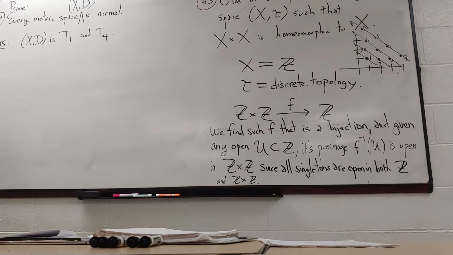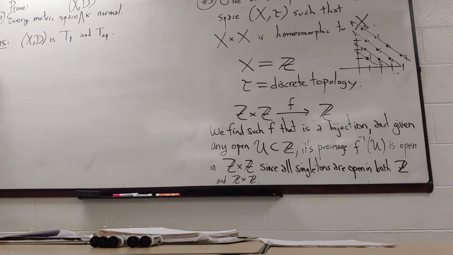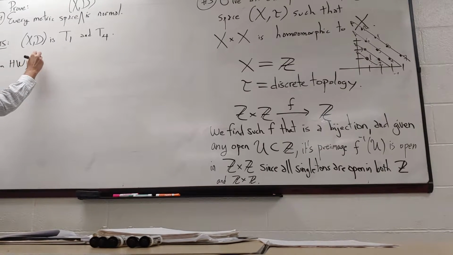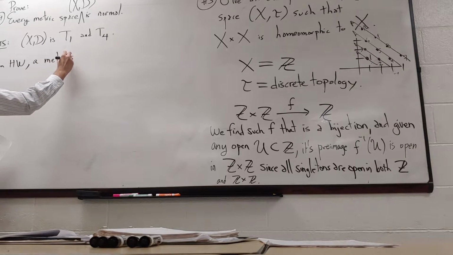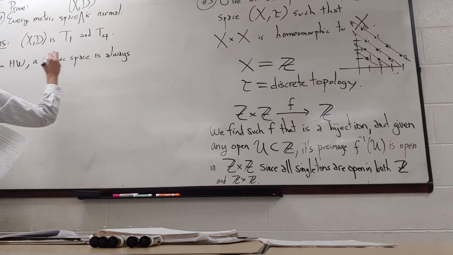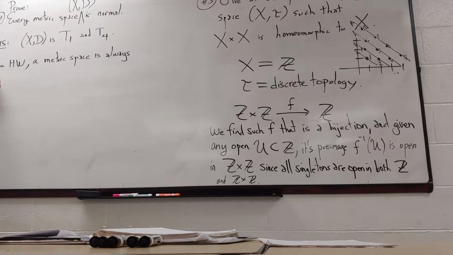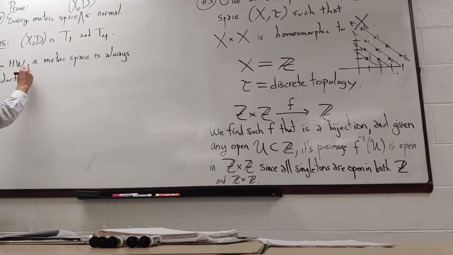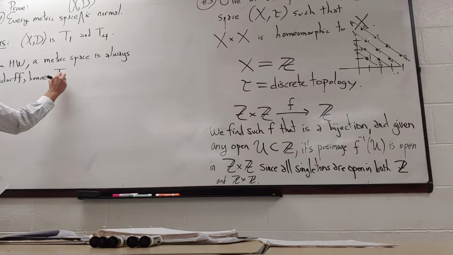Does anybody remember how we can just show T1? Yes. Every metric space is Hausdorff, so it's T1. Okay, so from the homework, a metric space is always Hausdorff, which is T2, so hence it's also T1.